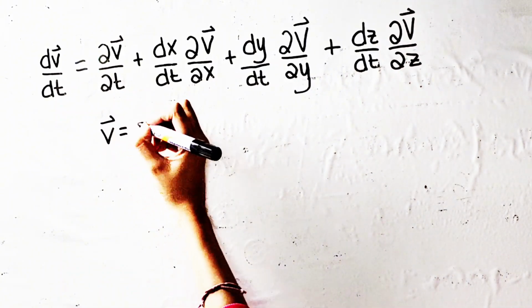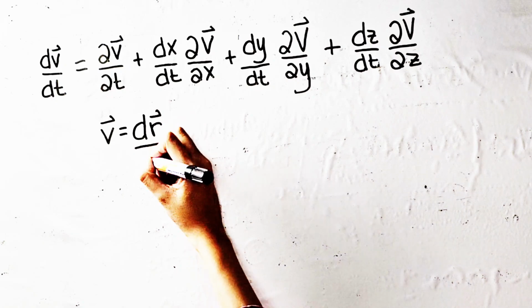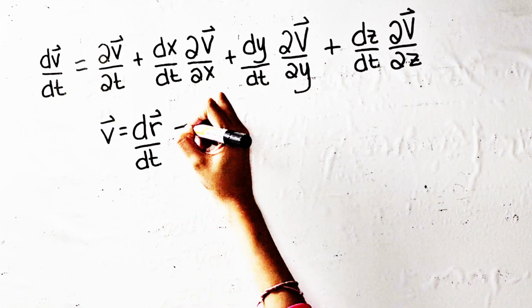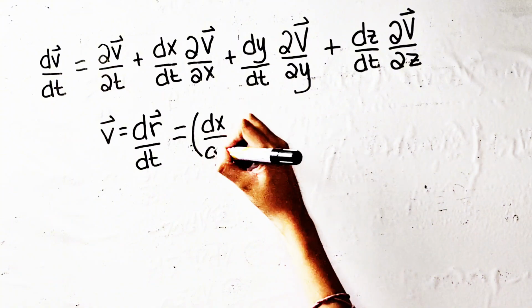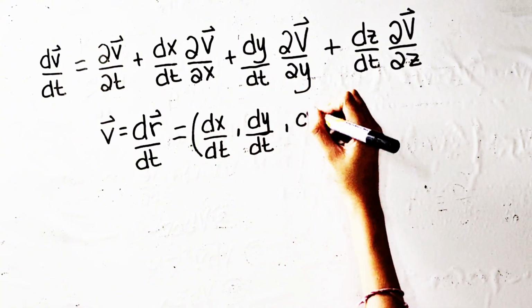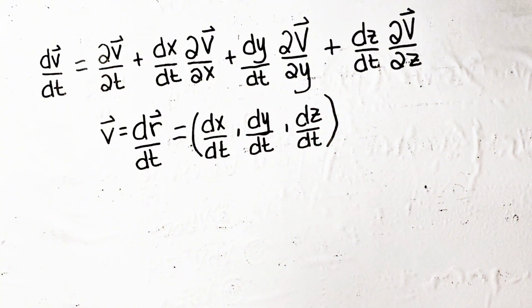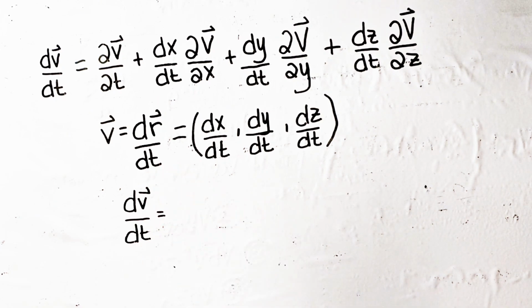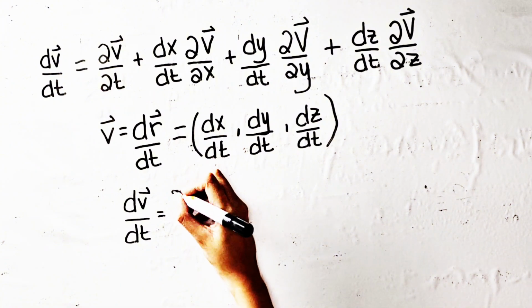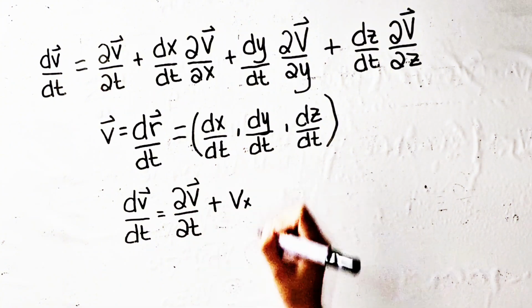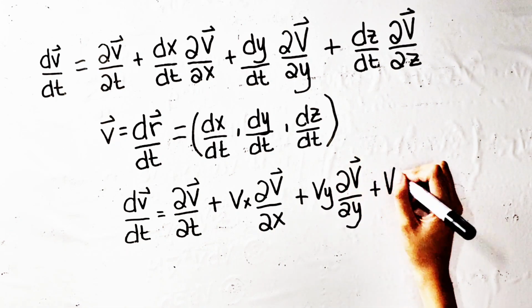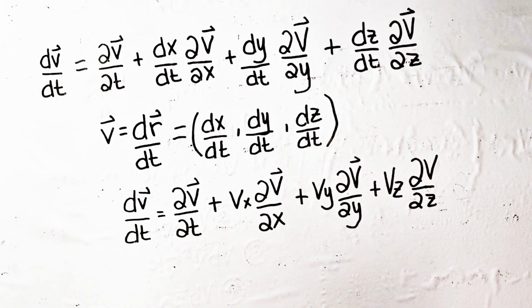However, note that velocity can also be written as the derivative of r with respect to time, or how position changes with time. And this can then be written as dx over dt, dy over dt, and dz over dt. This is just how it changes in those specific axes over time. From there, we can plug it into our first equation for dv over dt, thus giving us partial of v with respect to t plus vx partial of v with respect to x plus vy partial of v with respect to y plus vz partial of v with respect to z.